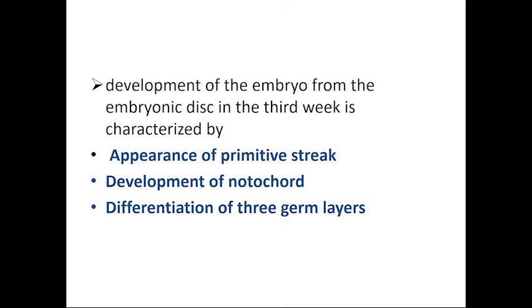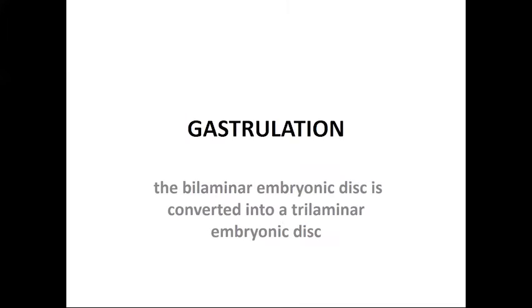That is going to give rise to the appearance of something we call the primitive streak, which develops further into the notochord, and then differentiation of the three germ layers. Notochord is basically the axis in the center which is going to give stability to the structures which are going to develop around the center of the body.